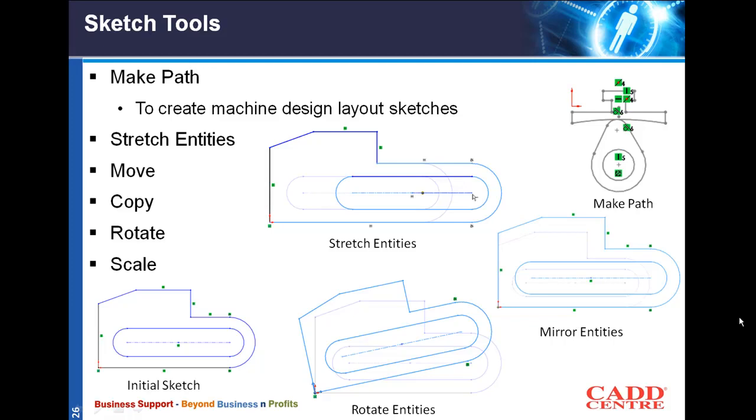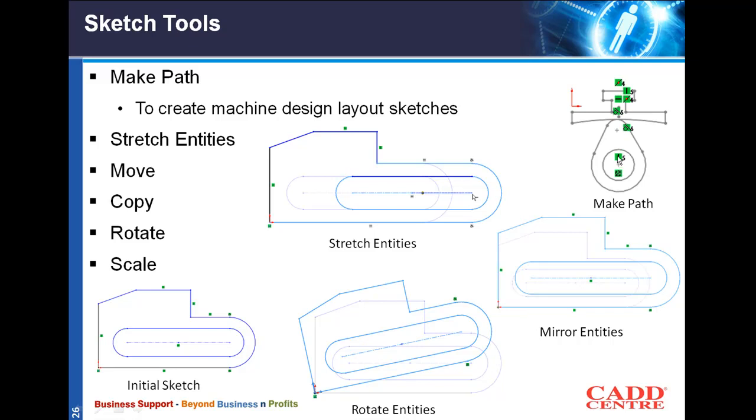Make path. Make path is used to create machine layout sketches. We are going to show the relationship between two components in the Sketcher environment. Let's see this in SolidWorks, how we can create the path relationship between two components.